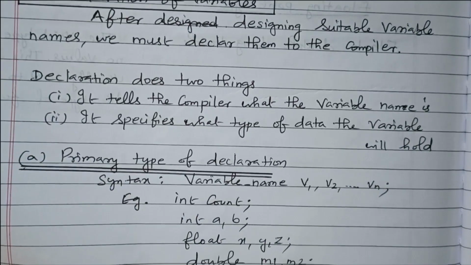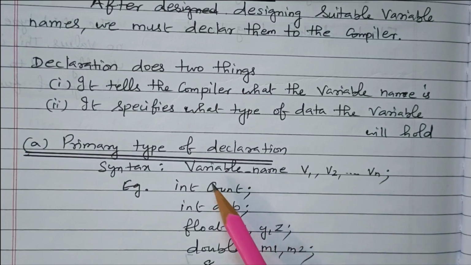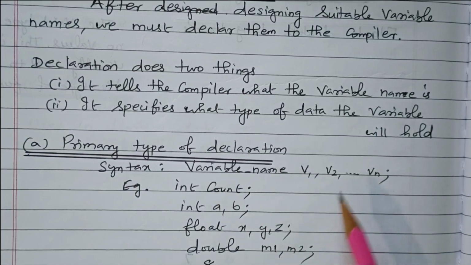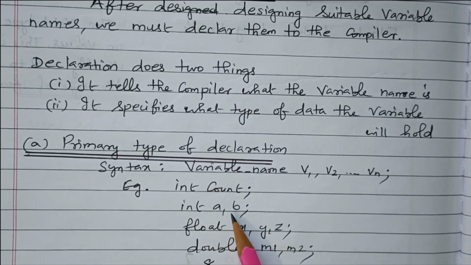The syntax is type, then variable names v1, v2, v3 like that. Here the type is whether integer or float, and then the variable names. The example: int count. That means the variable name is count, and the type is integer. Then int a, b: a and b are variable names coming under the integer type.